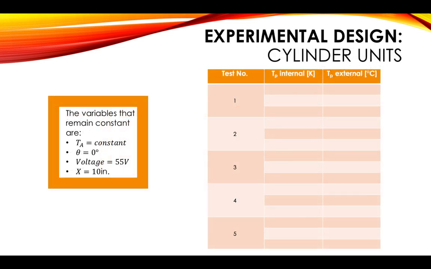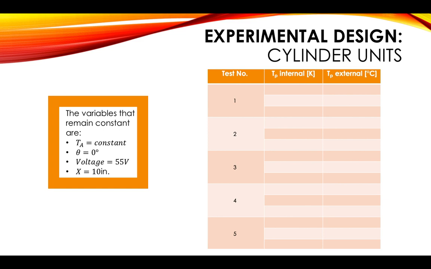For the experimental design of the cylinder units, we will have 5 different runs, and this will help us determine the heat transferred by radiation for cylinders 1, 2, and 3 with known surface area and emissivity in order to determine the emissivity of cylinders 4 and 5. What varies in this experiment is the different surface material. In run number 4, we will have copper oxide, and for run number 5, we will have nickel.